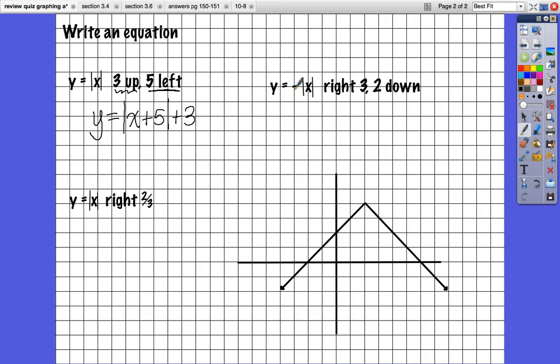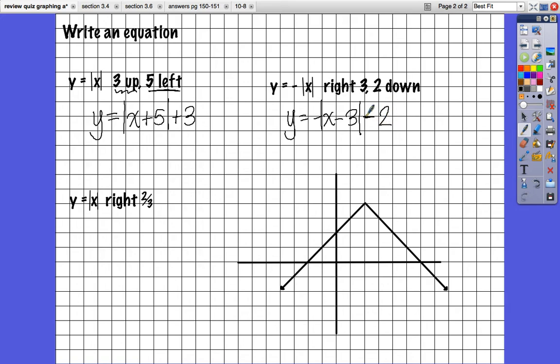This one has a negative in front. It's kind of hard to see because of my graph space. This negative just stays with the absolute value. It means the graph would have been pointing down. Right 3 would be a minus 3, and down 2 is a minus 2 behind it.